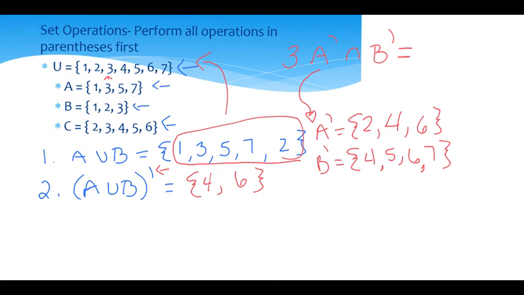All right, now we want the intersection for our answer up here. And that means what they have in common. So if I look, they both have a 4 and they both have a 6. So my intersection between the 2 complements is going to be 4 and 6.